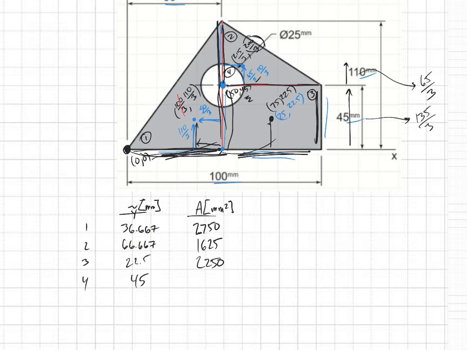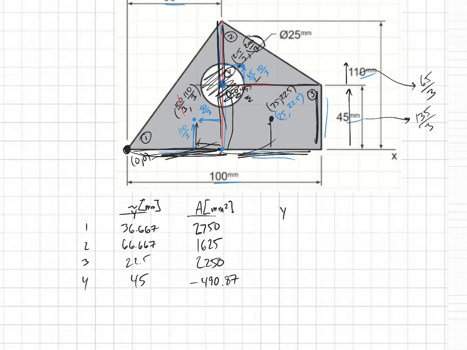And then we've got this circle right here, which is going to be pi times the diameter squared divided by 4, or pi r squared. And if you plug that in, you'll get negative 490.87, where we remember that that is a negative sign because it's a cutout, so this has been removed from the shape.